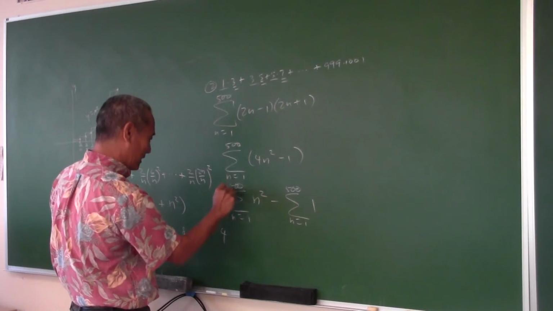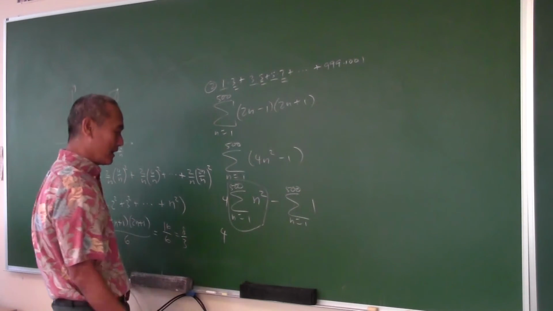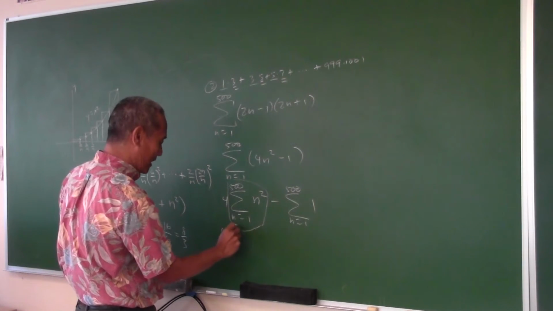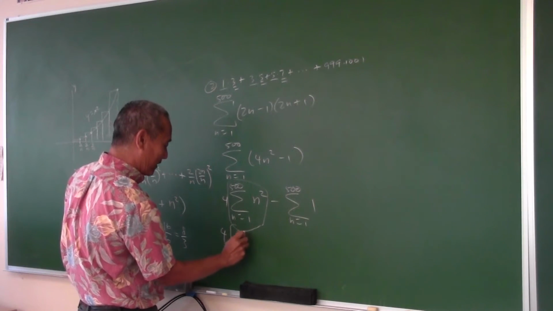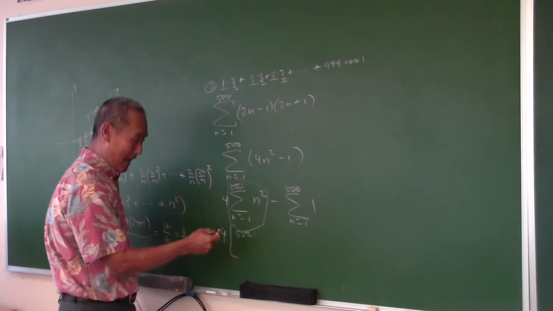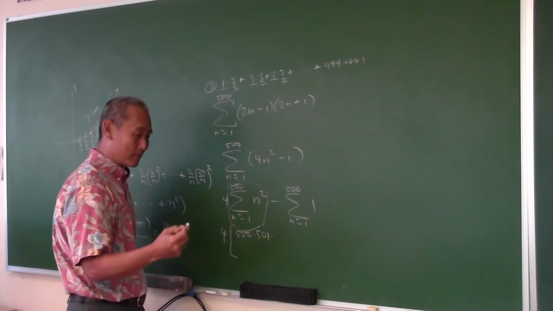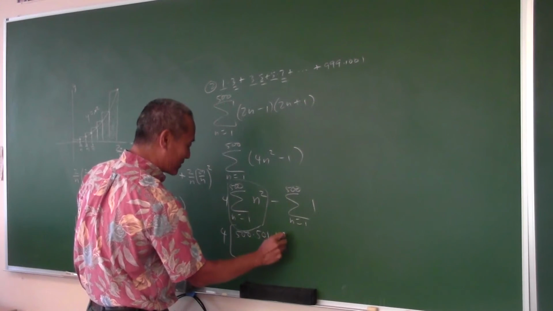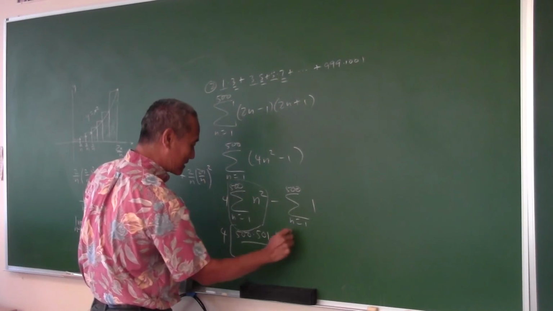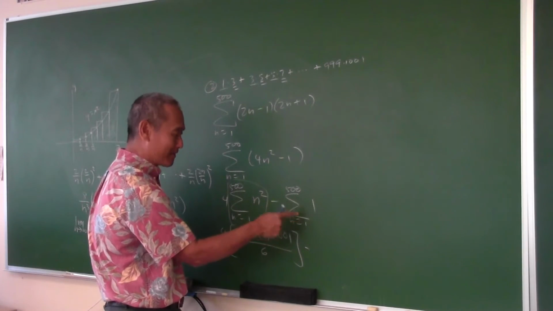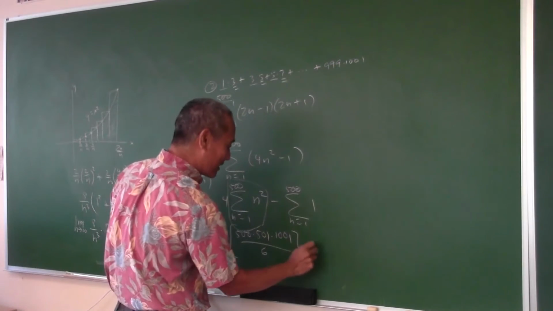Okay, and then use the sum of squares formula. That's 1 squared plus 2 squared plus 3 squared all the way to 500 squared. So we have a formula for that, right? Basically n times n plus 1, which is 501, times 2n plus 1, which is 1001, all over 6, minus, and this is 1 plus 1 plus 1 plus 1, 500 times. That's 500.